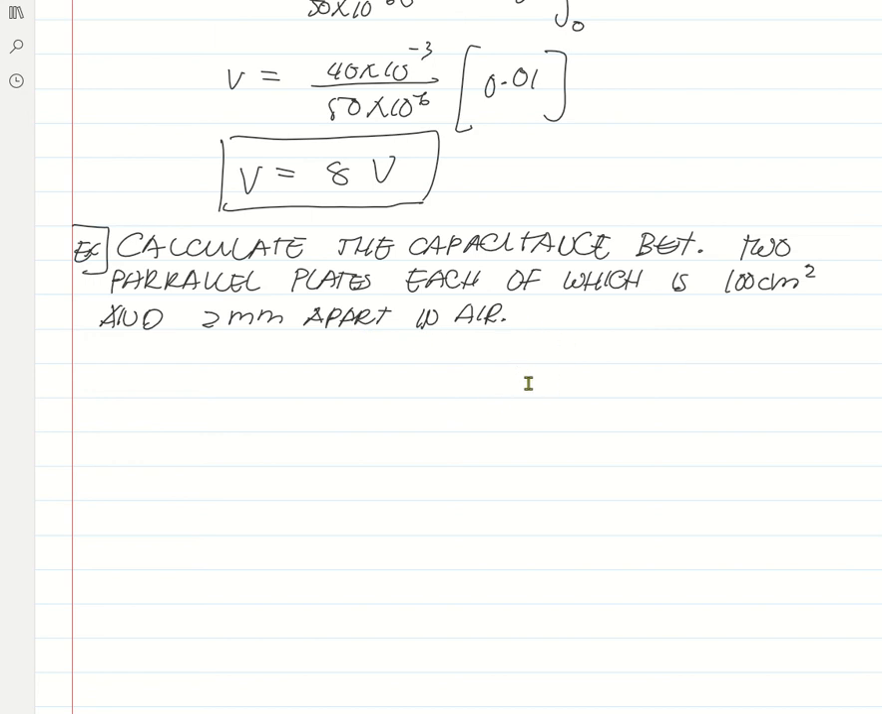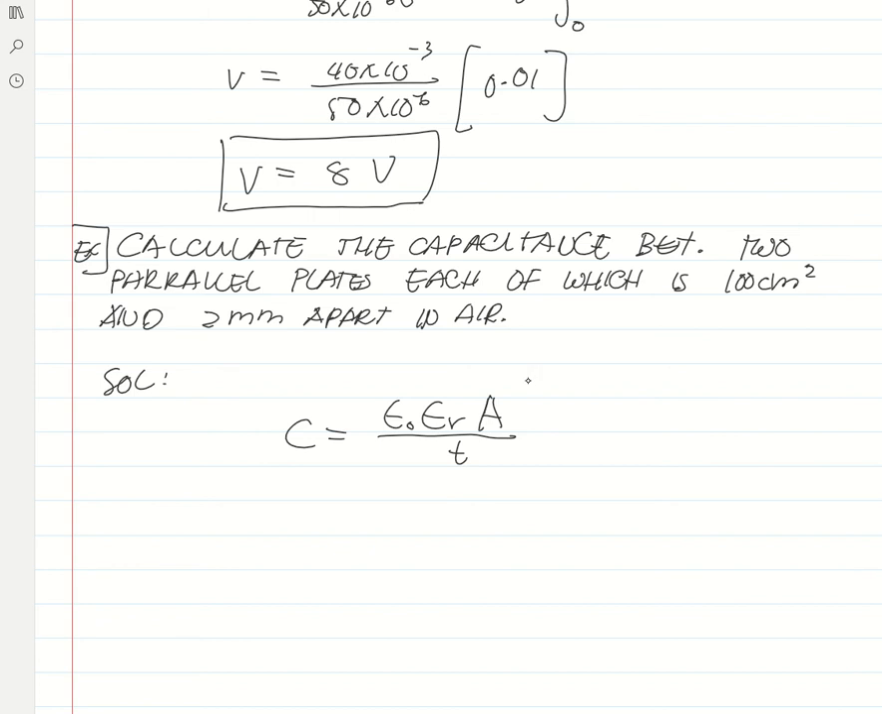In air means the dielectric is air. So epsilon r will be equal to 1. So we will be using 1 as epsilon r. So the formula that we will be using is the other one. The capacitance is equal to epsilon naught multiplied by epsilon r times the cross-sectional area of the plate divided by its thickness, or the thickness of the dielectric, or the distance between the two plates.